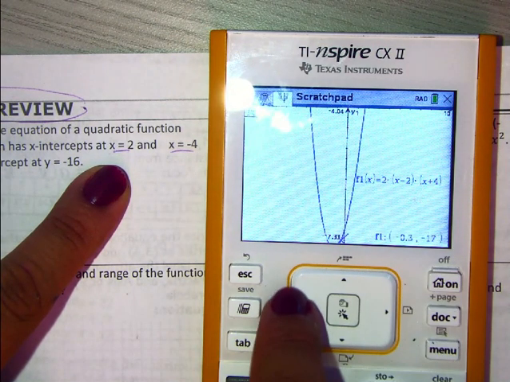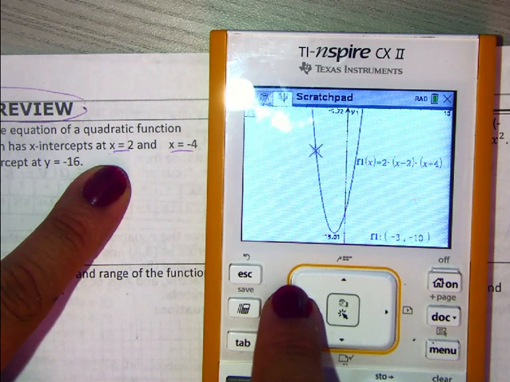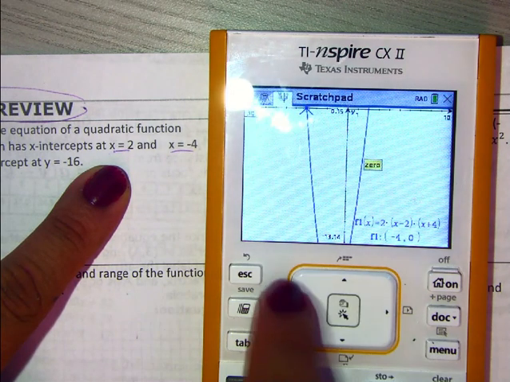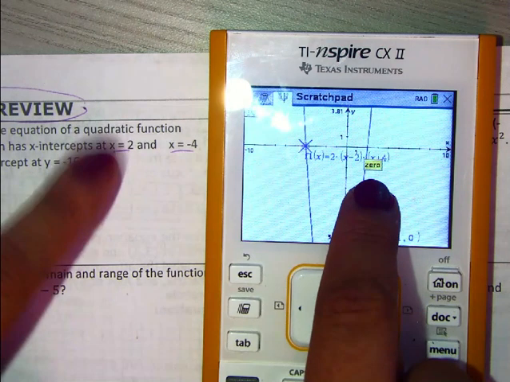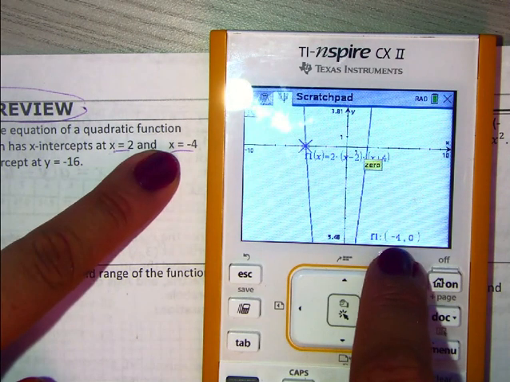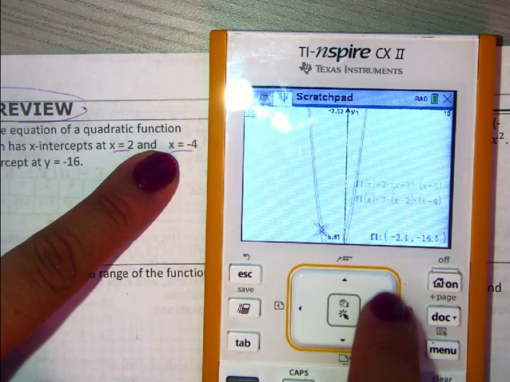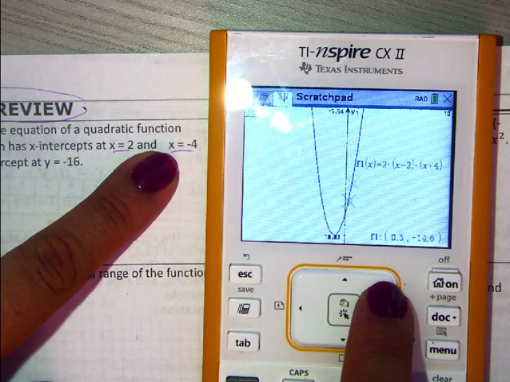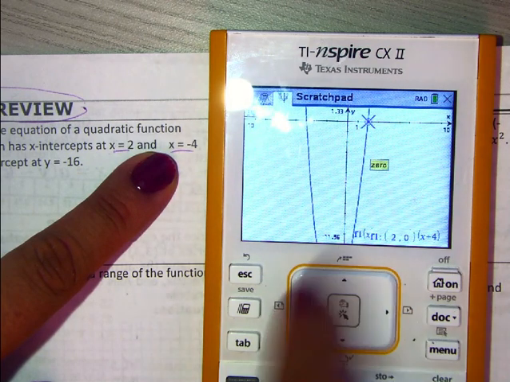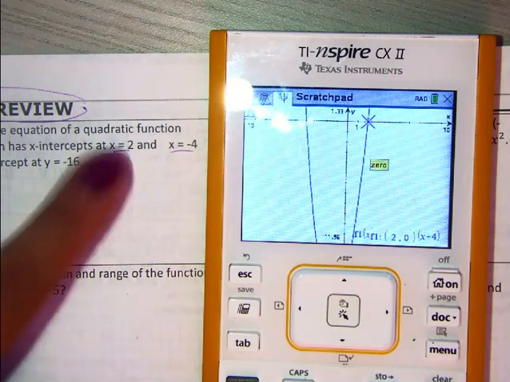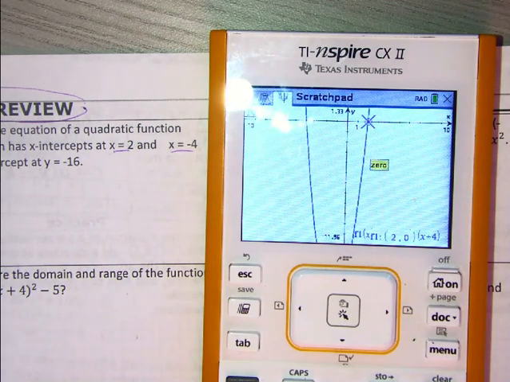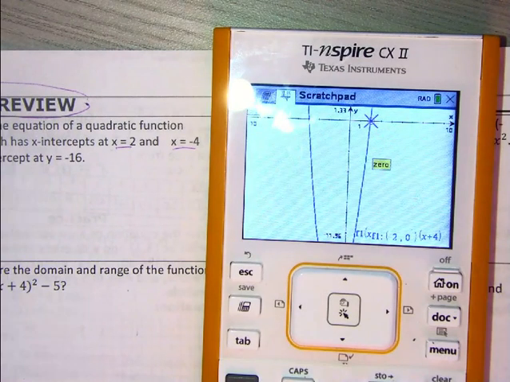Then if we go to the left side, all the way to the x-axis right there, it tells you 0, telling you that's the x-intercept at -4. And then if we go to the other side, we end up at 0 at +2. So this confirms that the equation that we created is the correct equation for this information.